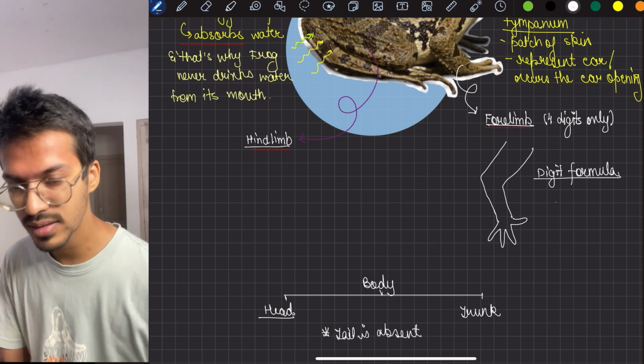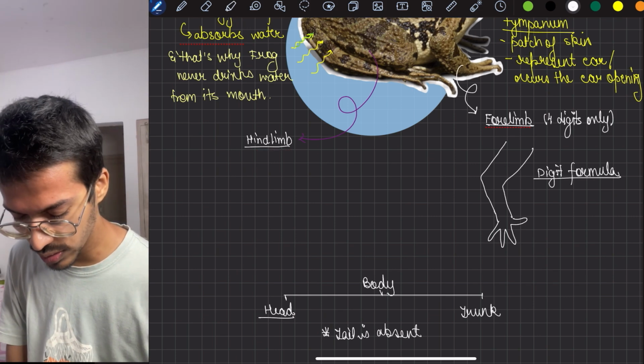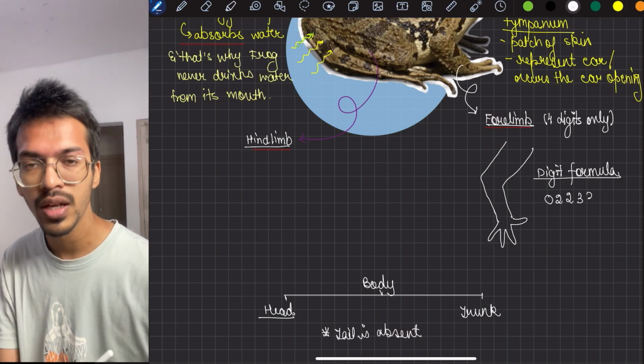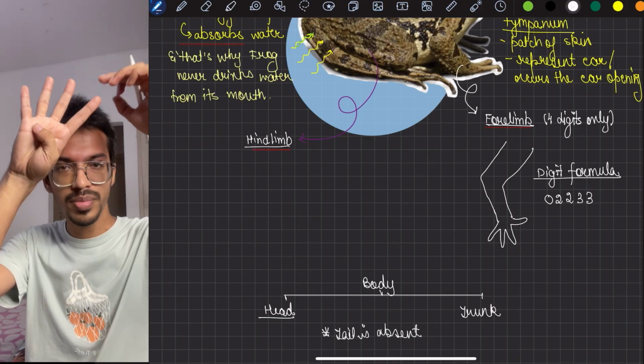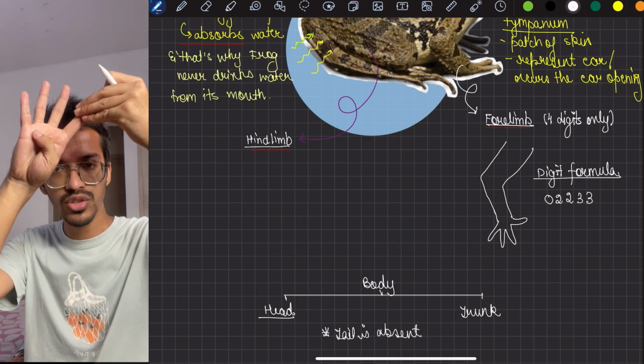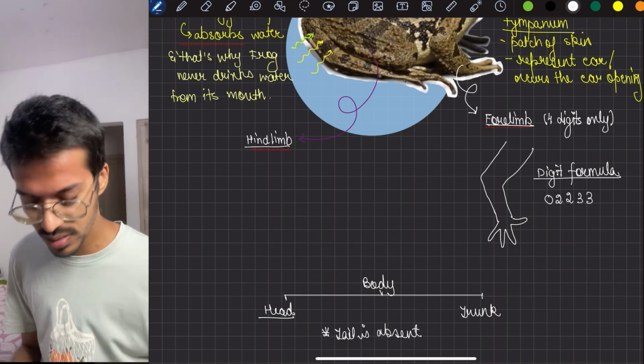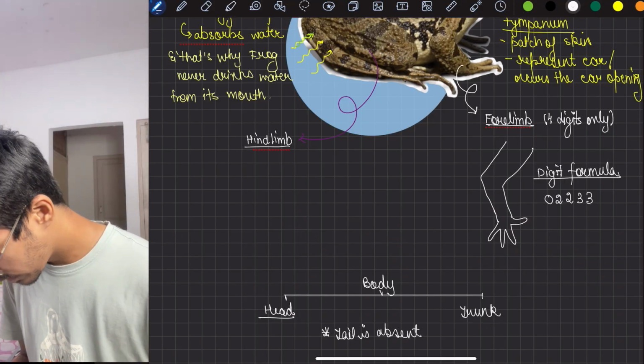Its thumb is not present, so 0. Then it has 2, 2, 3, 3. So the first is not present, in this only 2 is present: 1, 2, 1, 2, 3, 3. It means the parts into which its digits are divided. Okay, this thing is there.